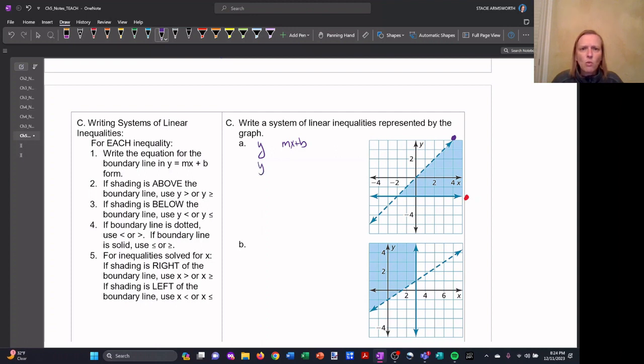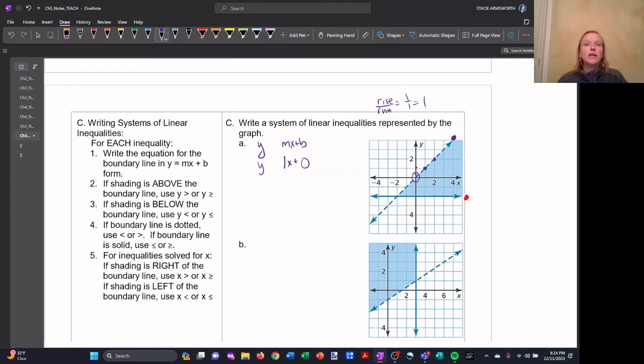So I'm going to say y, and I'll worry about the inequality in just a moment. Let's see, my intercept here is at 0, and my slope, I go up 1, right 1, up 1, right 1. So if I do rise over run, that's 1 over 1. So my slope is 1. So I have 1x plus 0 as the expression that I'm relating to y.